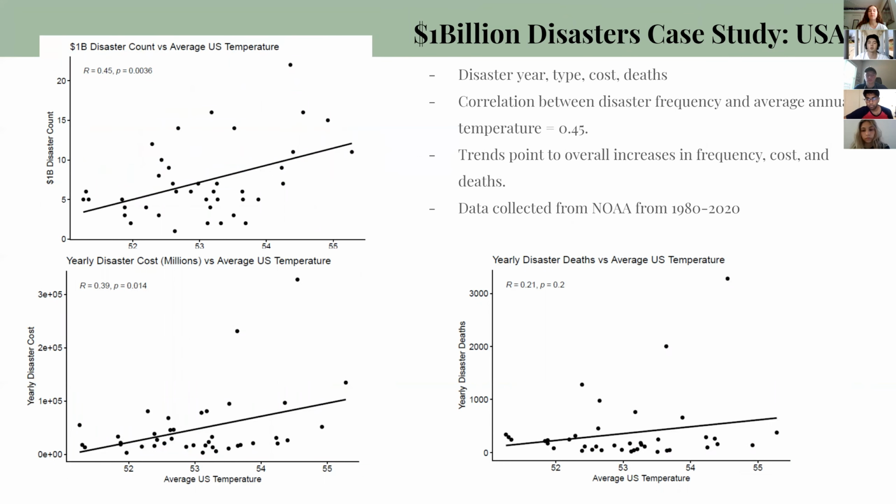Natural disasters are critical to understanding the impact of climate change. We found that as temperatures increase, natural disaster frequency, cost, and death count all increase. Specifically, the correlation between disaster frequency and temperature was 0.45.